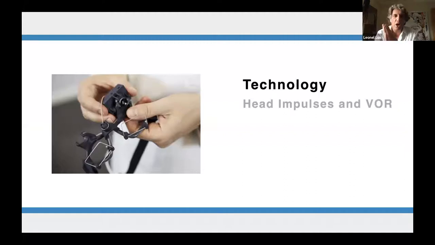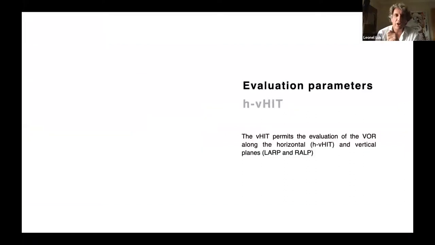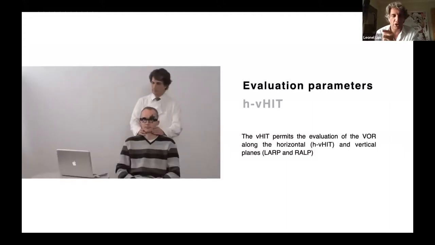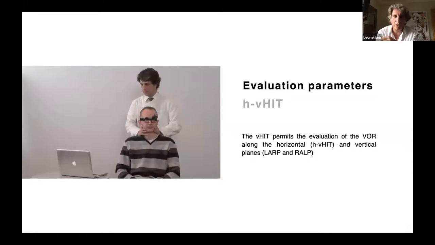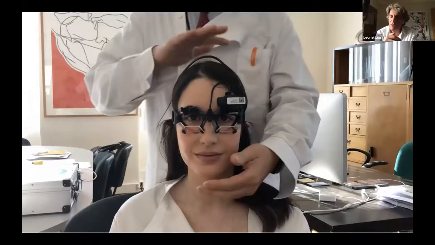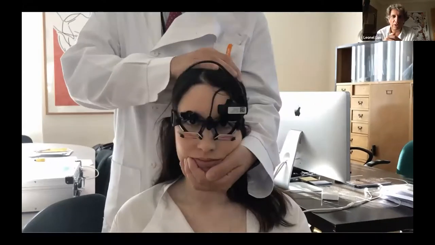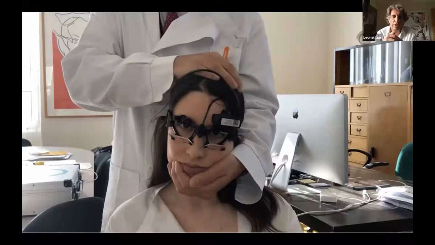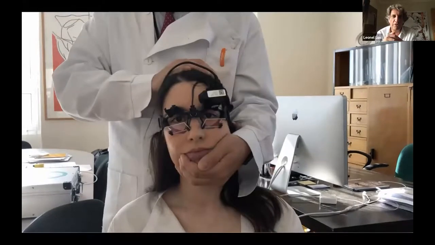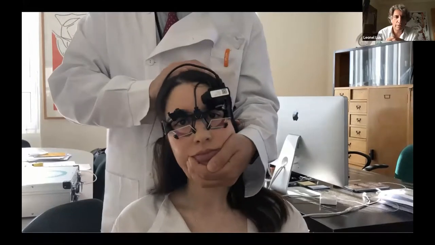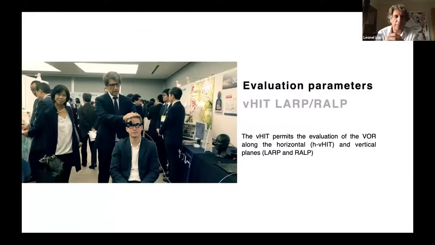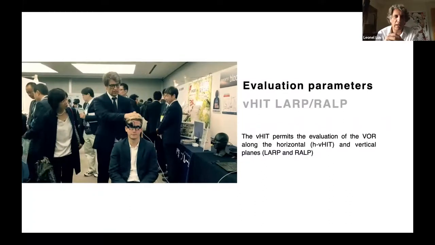So what is the advantage of the VHIT? Well, the advantage of the VHIT is exactly the quantification of the head impulse test. It allows you to perform the head impulse test both at the horizontal level and also in the vertical planes, and you can do it in different ways. There are different ways to generate vertical impulses. Here, for instance, along the LARP, so left anterior and now right posterior, or just using two hands on top of the head. It's more unstable, but again, you can do it also.